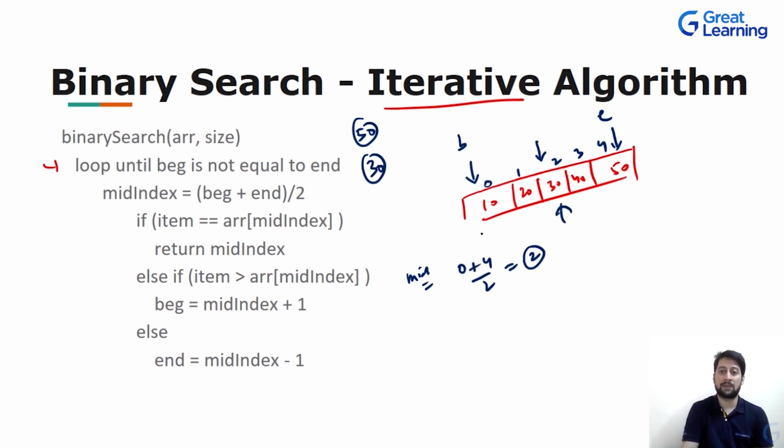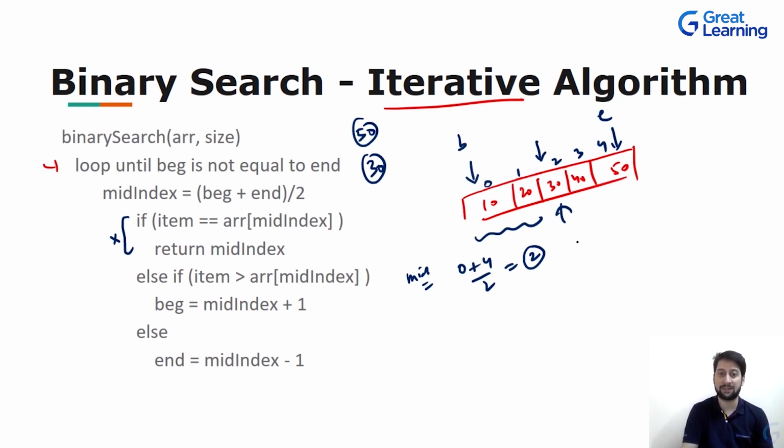So obviously it will never be from this side. There is no chance that we will be able to find 50 from this side, that is the left hand side, right? First we will check, okay, is this 30 equal to 50? No. So this will never be executed, right? Then we will check, is this 30 less than or greater than 50?